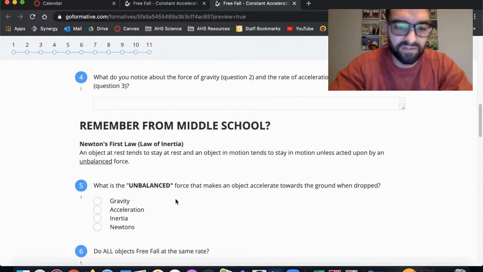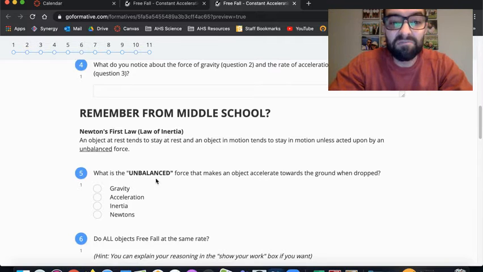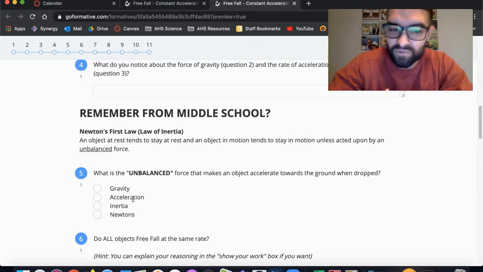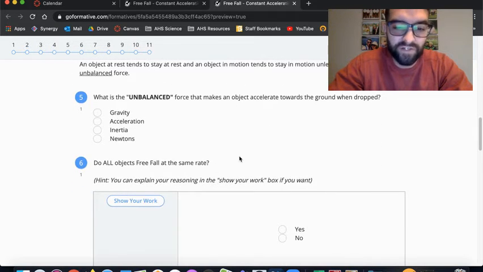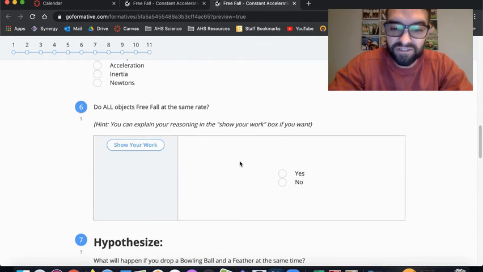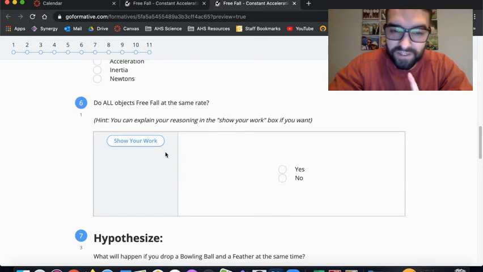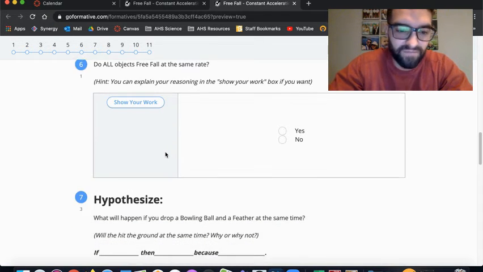I want you to think about these questions. What is the unbalanced force that makes an object accelerate towards the ground when dropped? You have a few options here. You'd be able to pull that out from the video above as well. Next, do all objects free fall at the same rate? This is just a yes or no question. You can choose to explain your answer if you would want, but you don't have to. But we're also going to go into this a little bit further. So, do all objects free fall at the same rate?